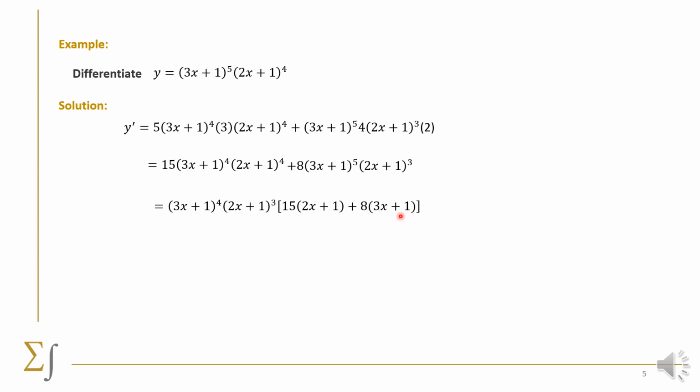In the coming step, we will open the parentheses so that we can add the like terms. So again, we write 3x plus 1 all power 4 here, 2x plus 1 all cubed here. Inside here we have 15 times 2x is 30x, 15 times 1 is 15, 8 times 3x is 24x, 8 times 1 is 8, and then we add the 24x to the 30x so that we get 54x. 15 we add to 8 so that we get 23. And this will be the final answer for the derivative you are looking for.